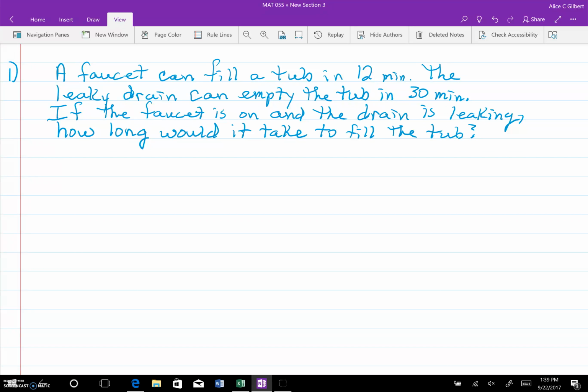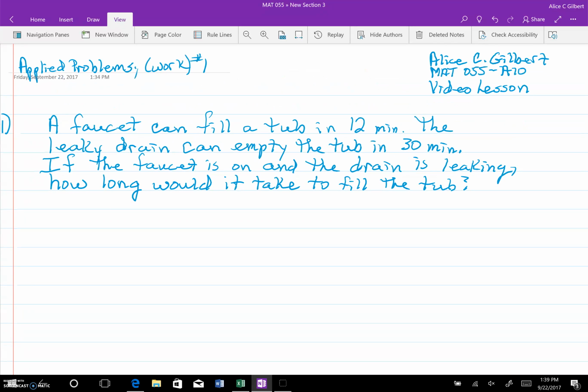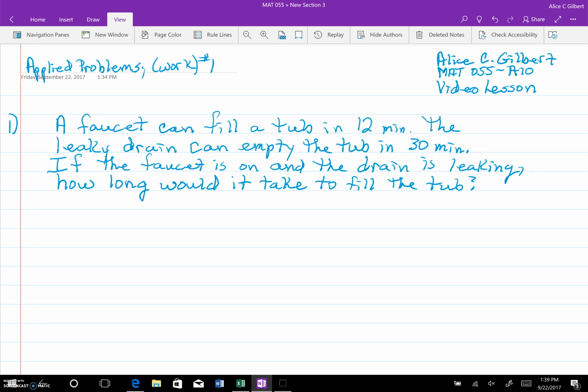Okay, so let's do our first example of a work problem. Now remember, guys, I do not need you in any way, shape, or form to write out the entire problem like I have done. I only did it so you guys can see the problem and read it for yourself if you need to. But do not do that. Just start by assigning your variables, okay?